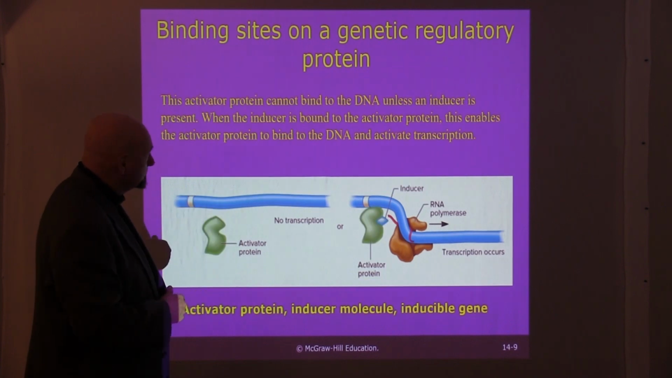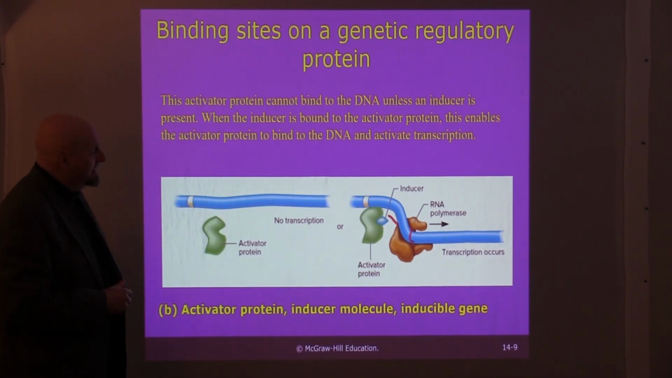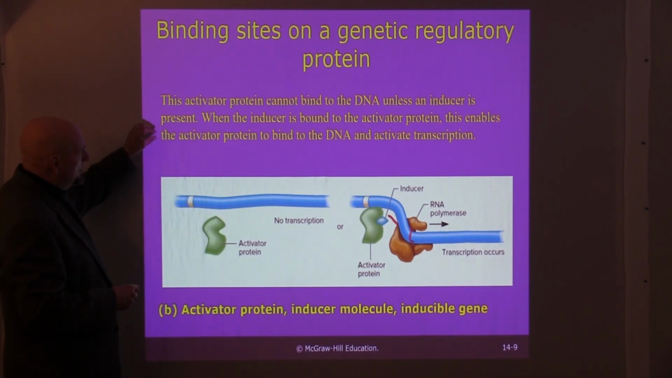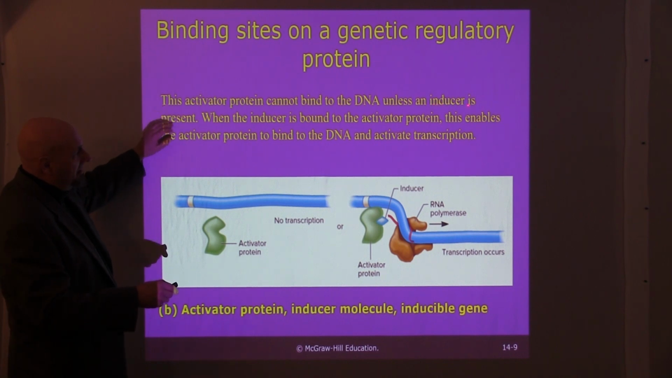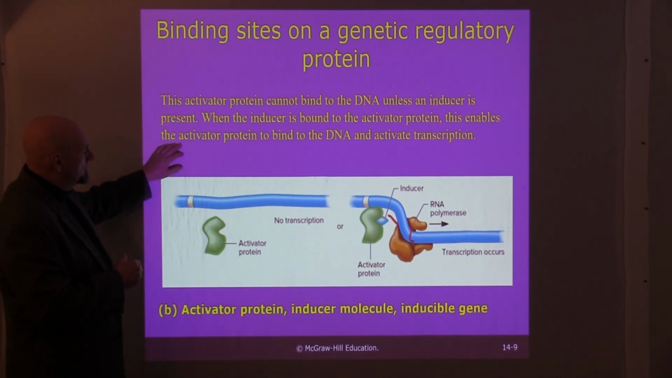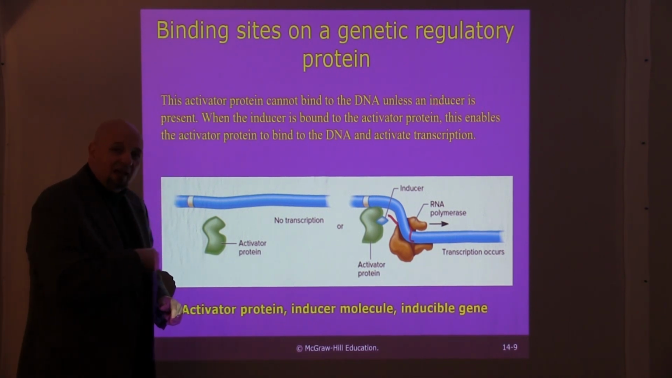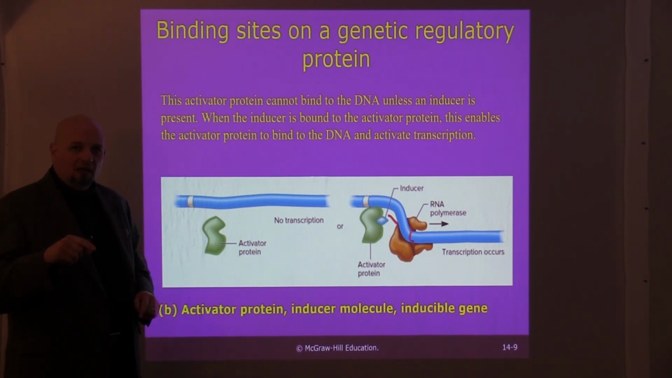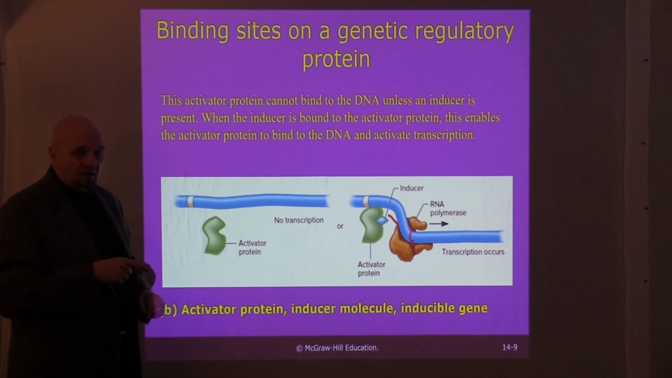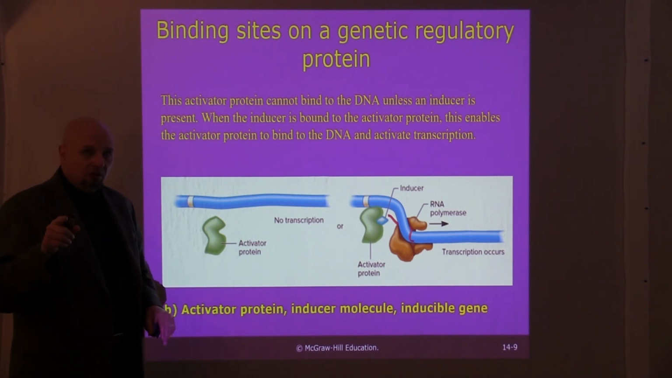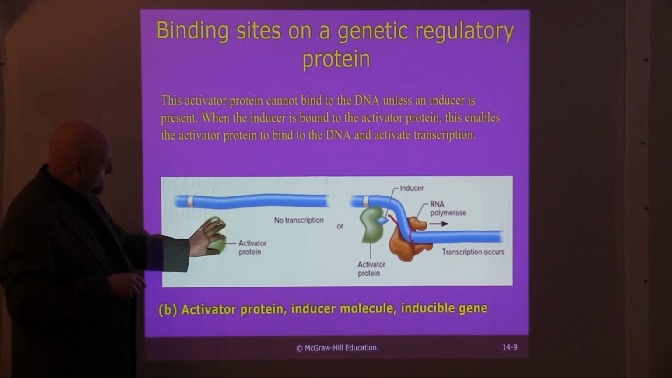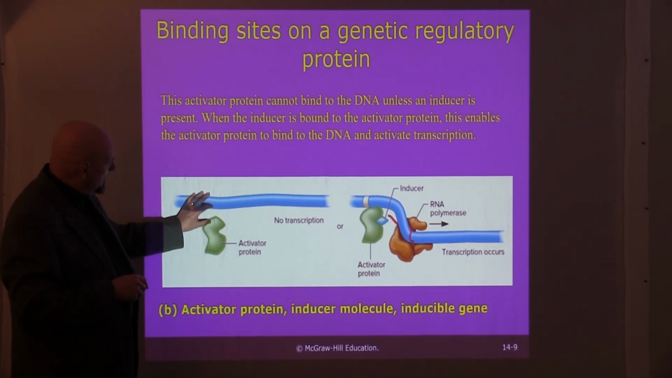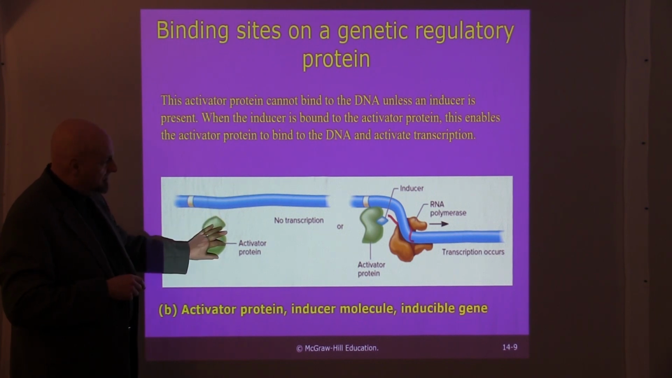Okay? All right. Now, an activator protein cannot bind to the DNA unless an inducer is present. This is going to be the second model we're going to be looking at, and the third model, primarily the third model. In this particular case, you have a protein that's here, and that particular protein will not bind to this and bring about gene expression.